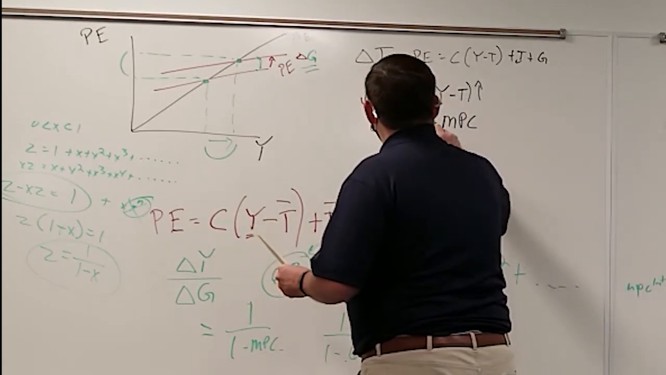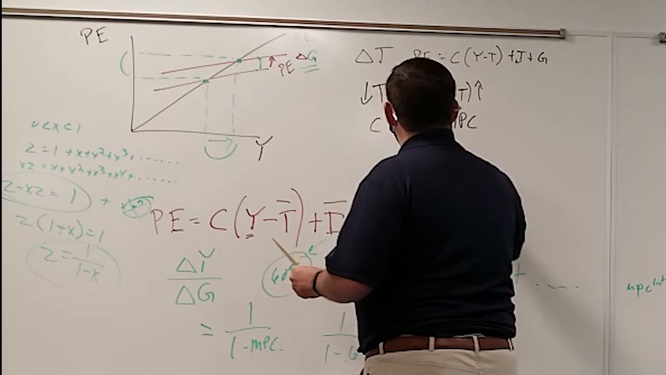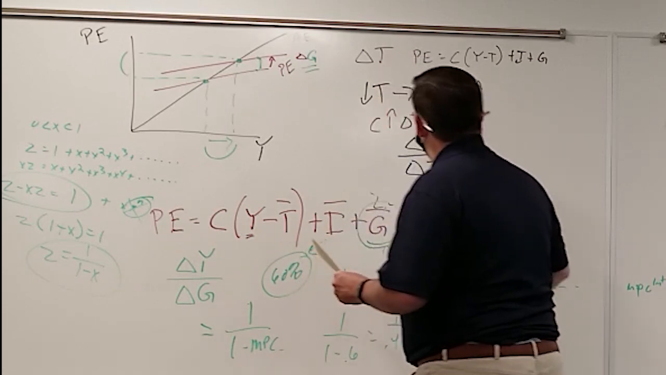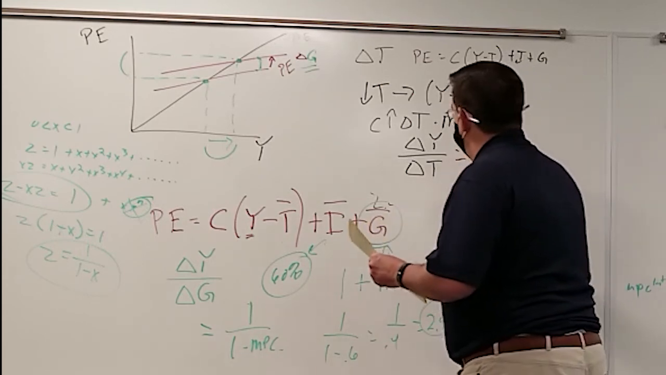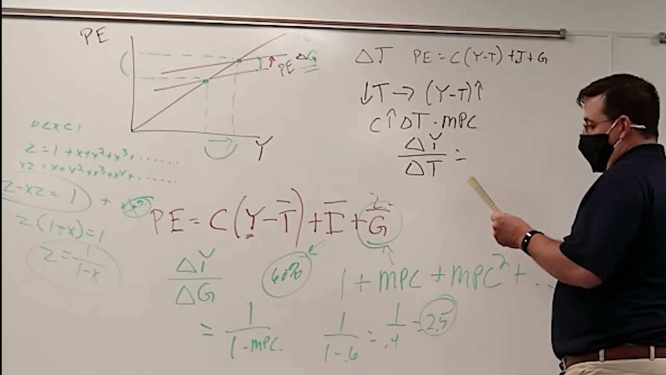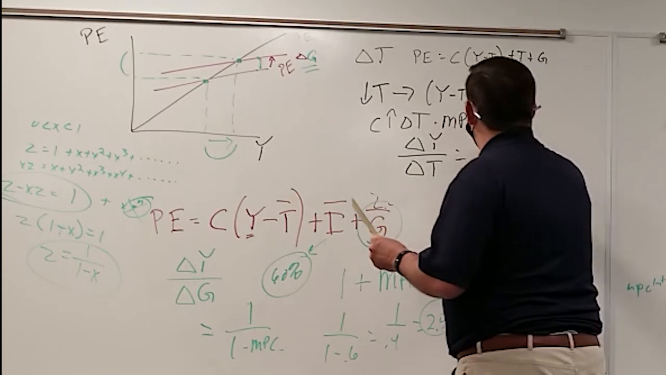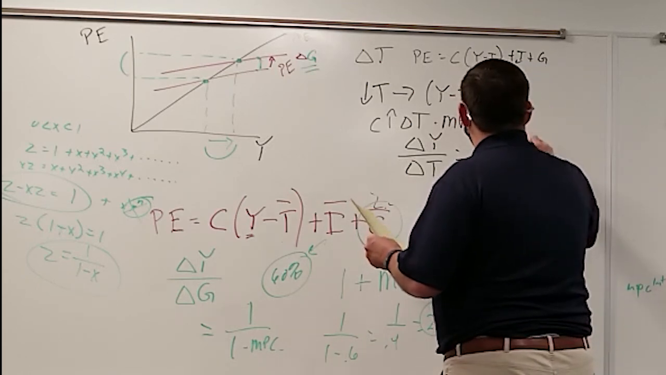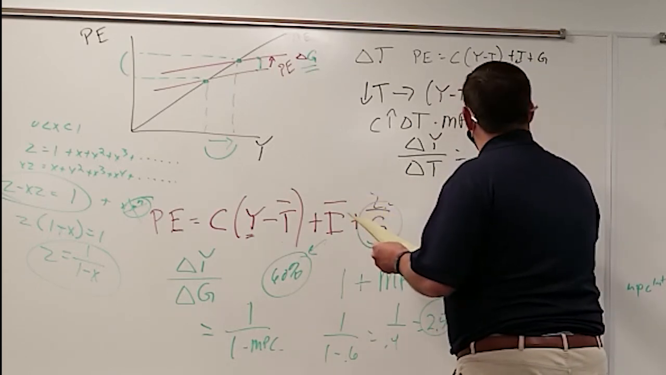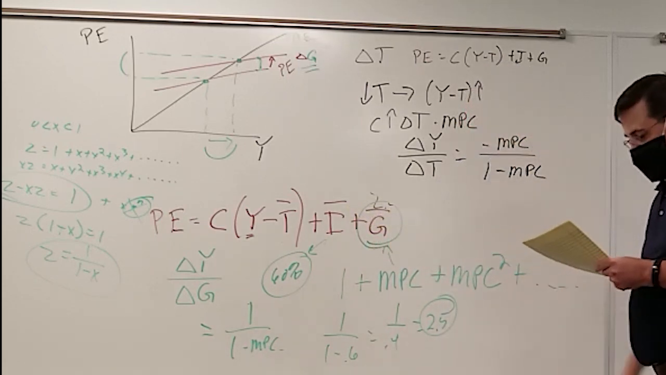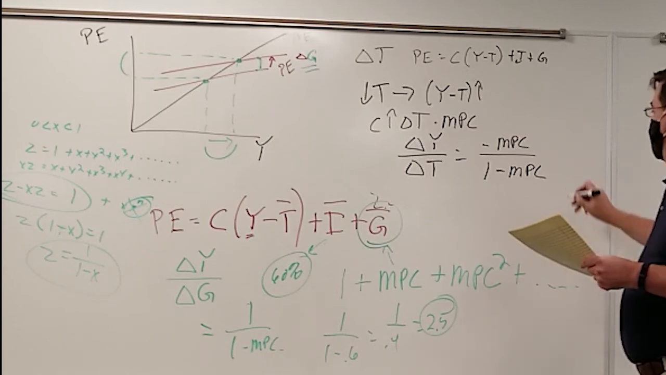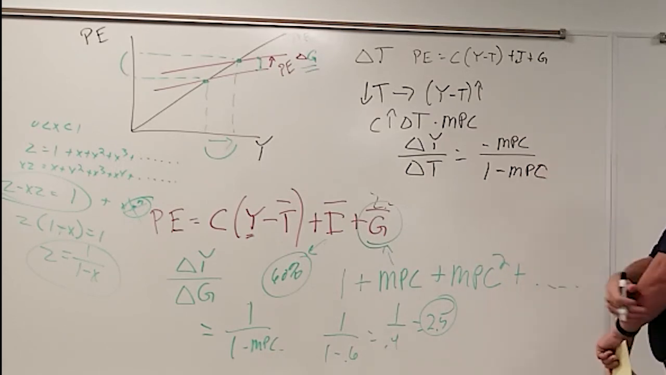Or if we want to walk through it, we could say, what is the change in y given a particular change in t? And if we work it through, we find that it is equal to negative marginal propensity to consume divided by 1 minus the marginal propensity to consume. Why? What is this telling us?